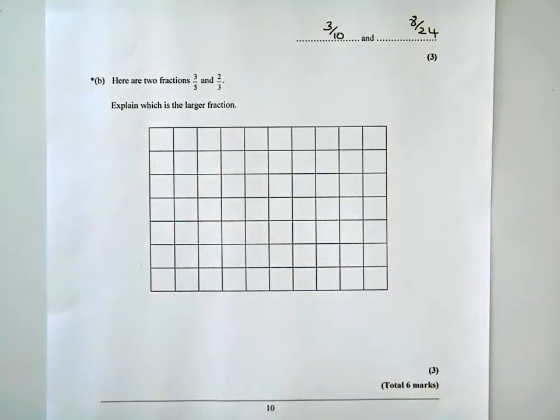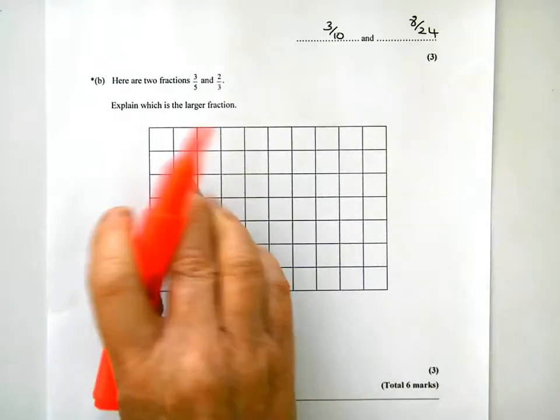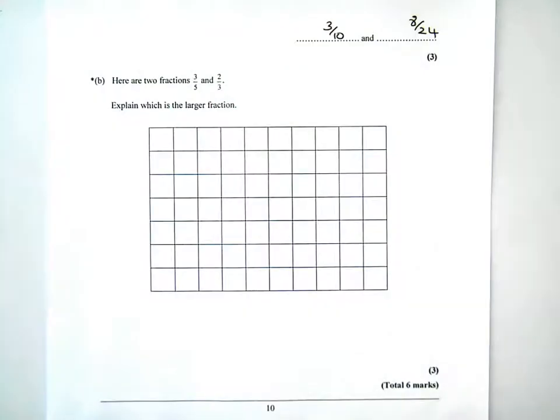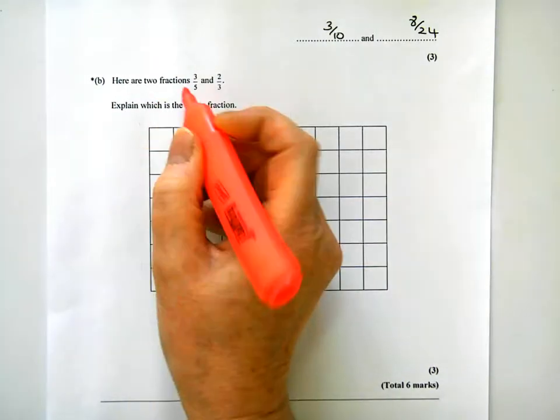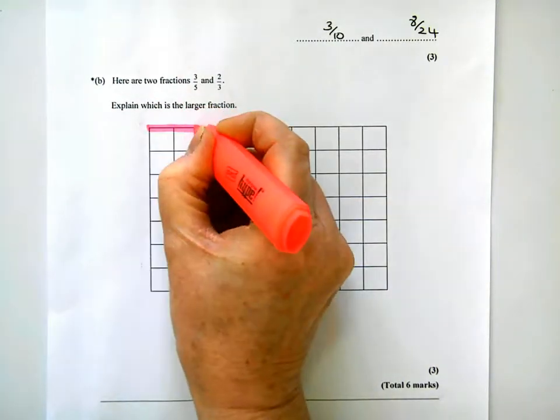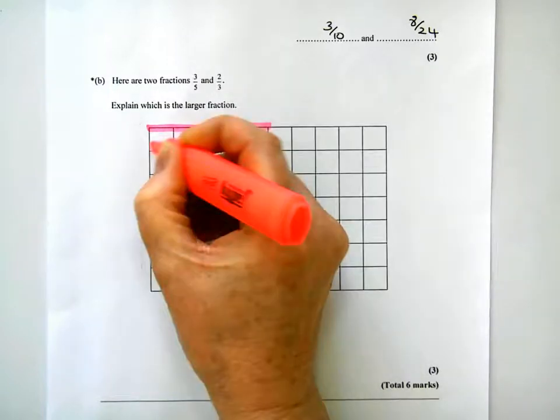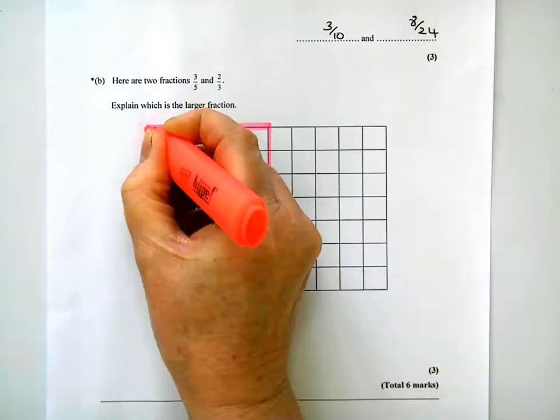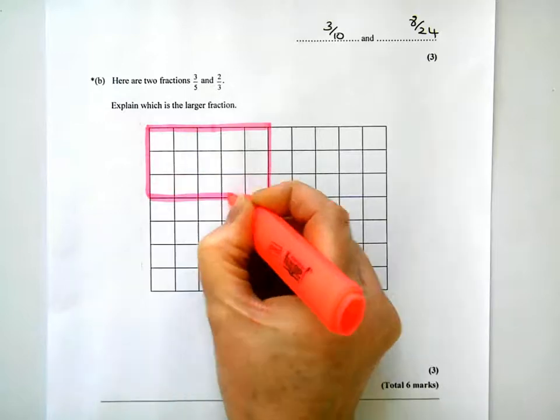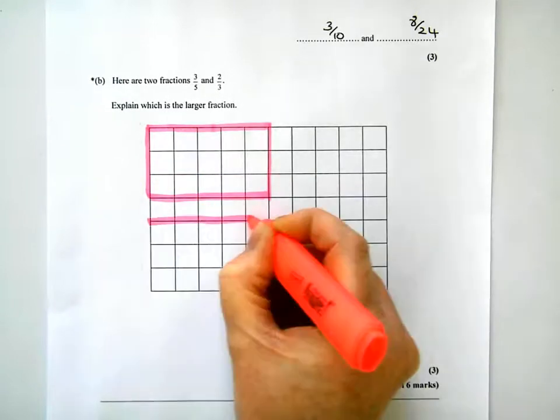If they give you a grid, the best way of doing this is to do two rectangles, and I'm going to make the rectangles 5 by 3, and I'll explain, it'll come clear in a minute. So two rectangles 5 by 3, that's 1. And I'm going to draw another rectangle 5 by 3.